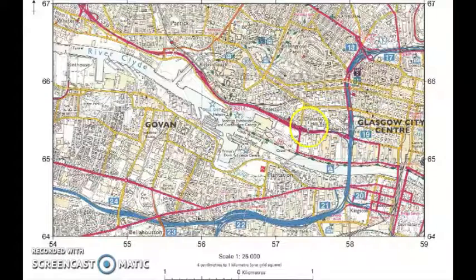Also, if people go on the bus, then it's easier to get to the city centre in the sense you don't need to pay and look for parking if you're going to take your car, and ultimately it's going to be cheaper as well.